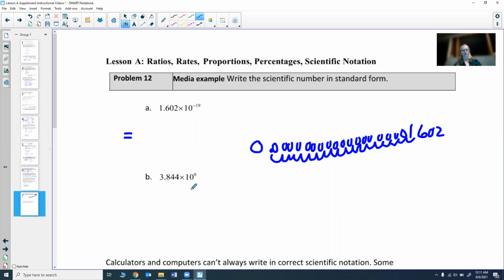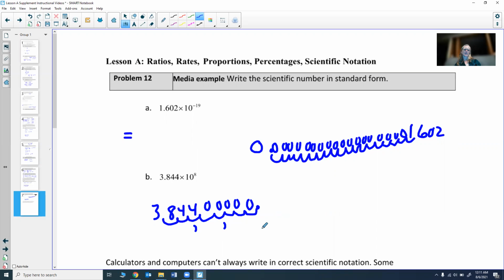Let's take 3.844 times 10 to the 8th. Again, we're going to take that decimal point and move it to the right because we're multiplying by powers of 10. So that takes me 1, 2, 3, 4, 5, 6, 7, 8. So it's going to end up there. Then you have to add in some zeros to know what that number is. And then some people like to put commas in, so we put a comma every three digits. So this is going to be 384,400,000. And so there's your number in standard form.